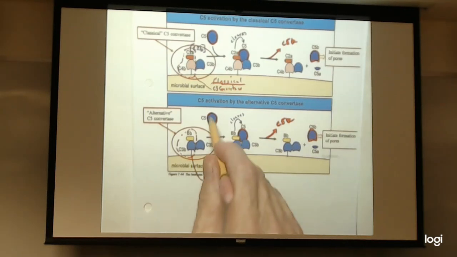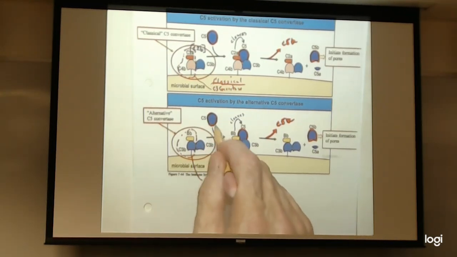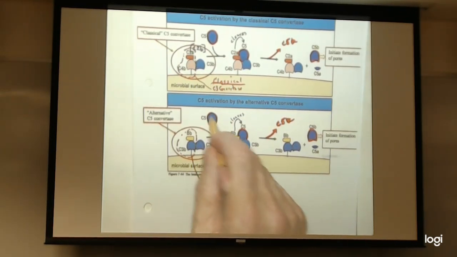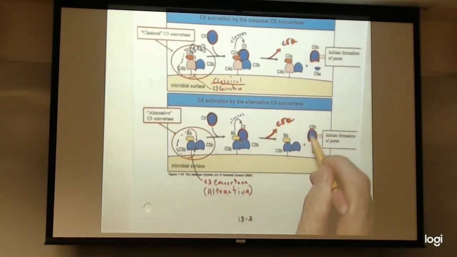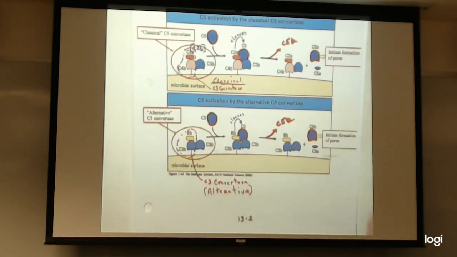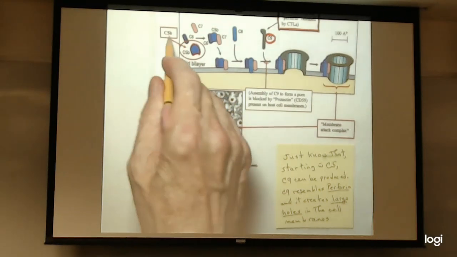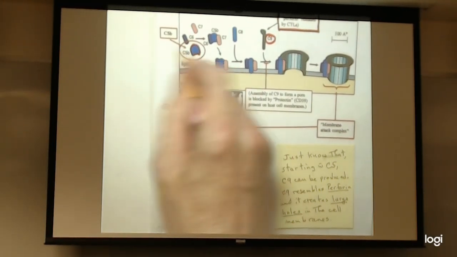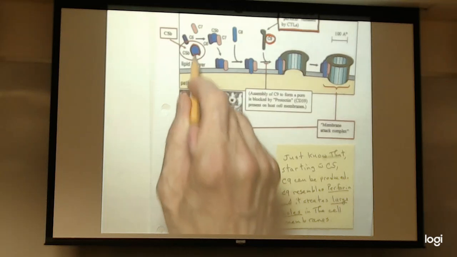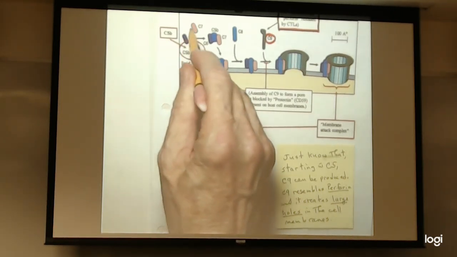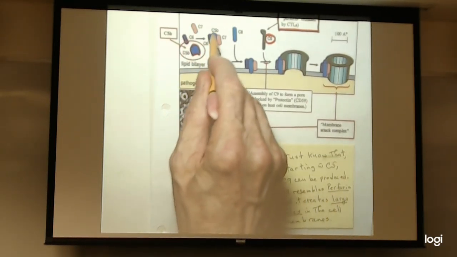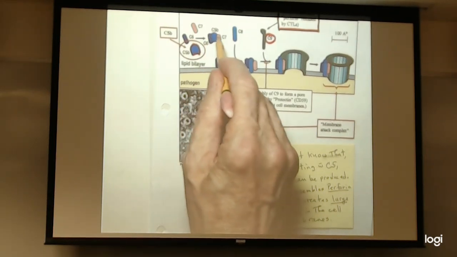Now, C5 doesn't have that buried thioester, but it's activated to combine with the next partner proteins to form the pore. So here's the C5, and we cleave it to C5b. It now reacts with C6 and C7. Here we are, C5b flanked by C6 and C7.